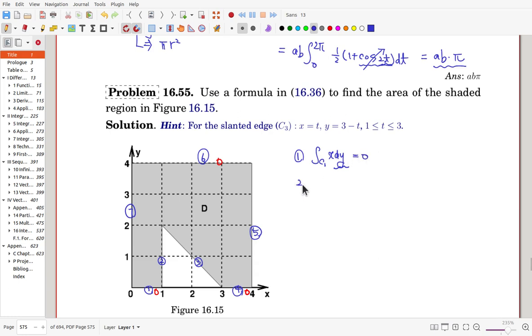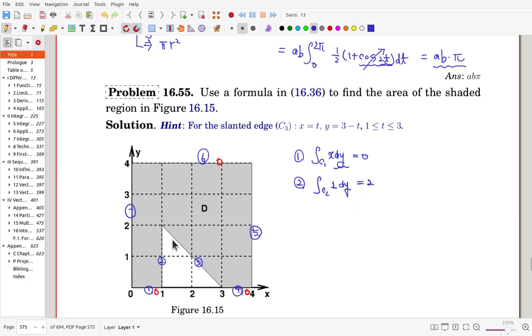And how about the second part? Okay, x is constant now. X is constant, which is 1, and dy. Now, dy is the same as the change in y, which increased by 2, so that is 2.